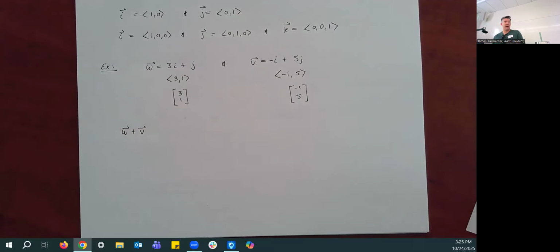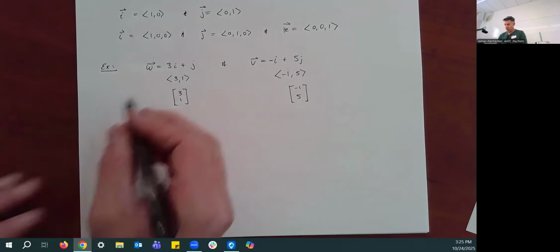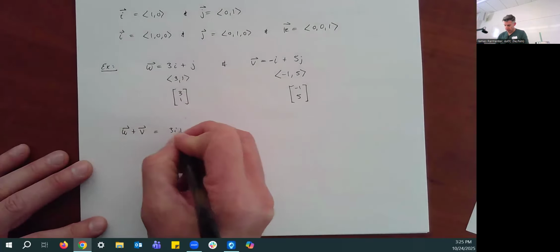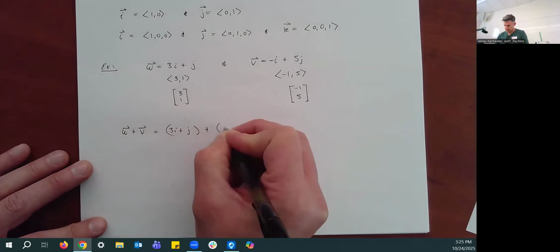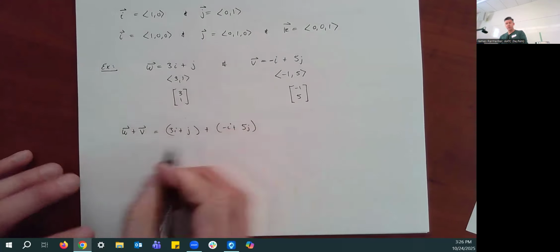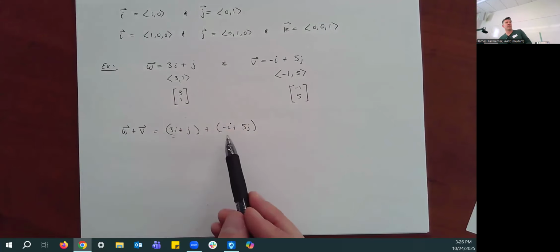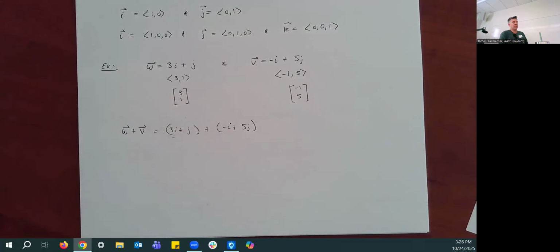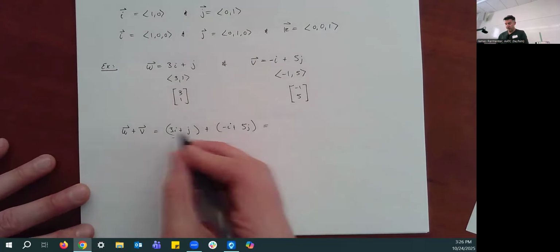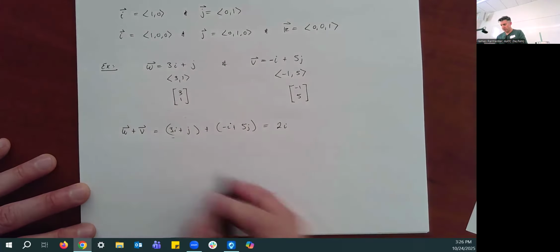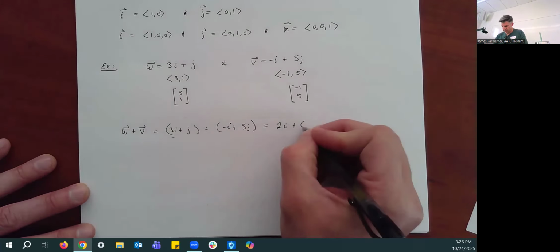Well, the nice thing about adding or subtracting vectors is it works the way you think it should work. You're just going to add the corresponding components together. So if I want to do 3i plus j plus negative i plus 5j, it's kind of nice when you write it this way because you can think of i and j as variables, and you're saying, okay, I have 3 of that variable and negative 1 of that variable, and I'm going to add those together and get 2 of that variable. It's just that the variable is not actually a variable, it's representing a direction. So here, 3 plus negative 1 is 2 in the i direction, and j plus 5j is 6 in the j direction.